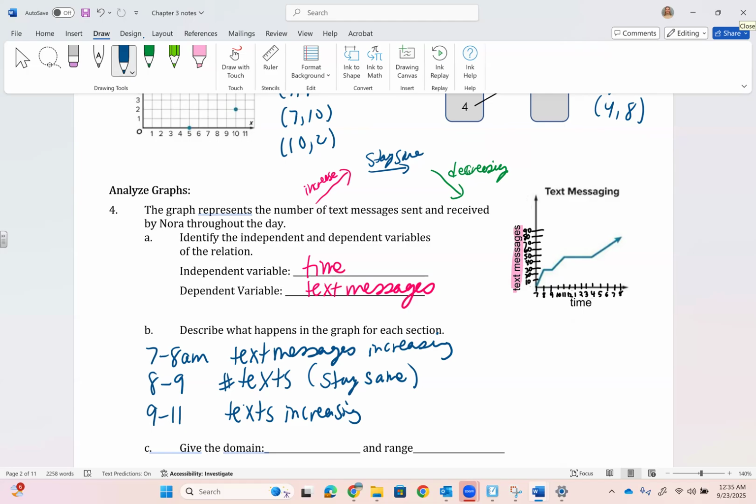So from 11 to say 4, you're not sending text. So we can say not increasing, we say staying the same. And then there's never a time where it's decreasing. You just keep adding more text to the day. And so from 4 to 8, increasing.